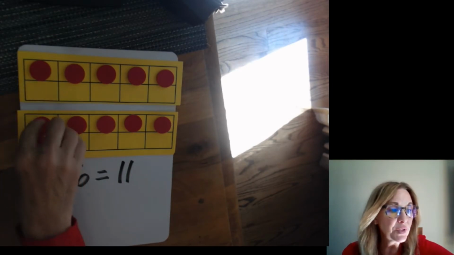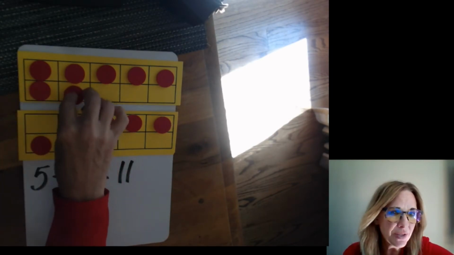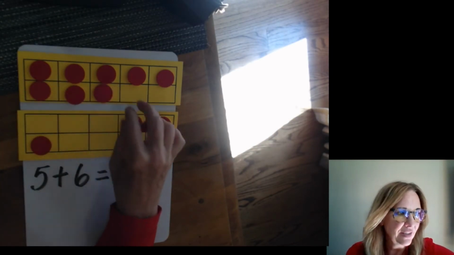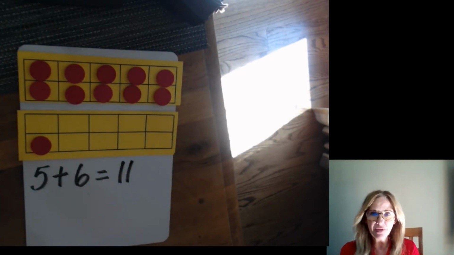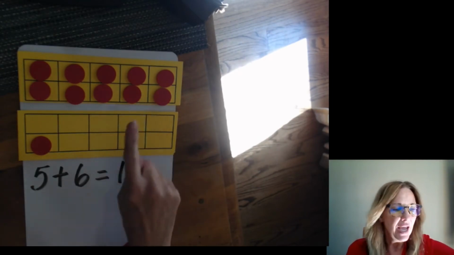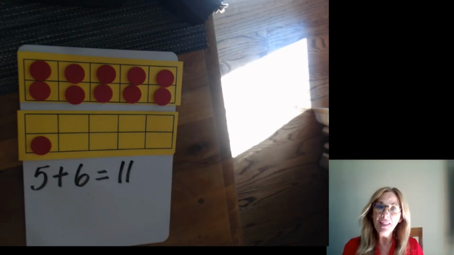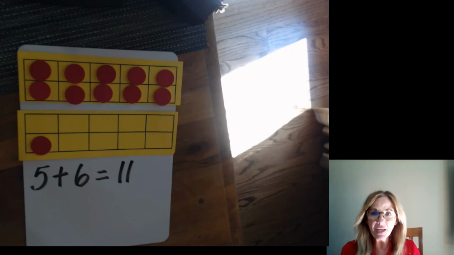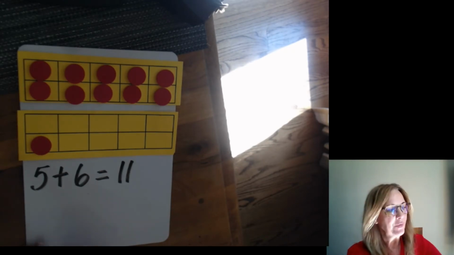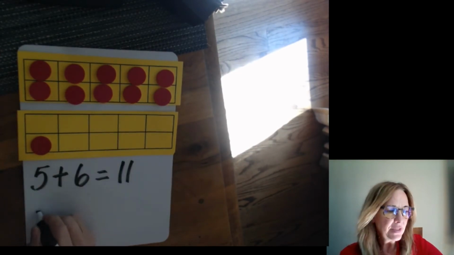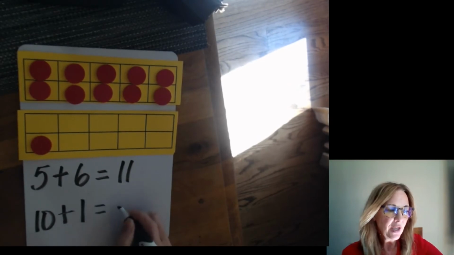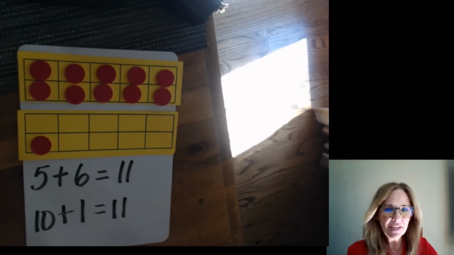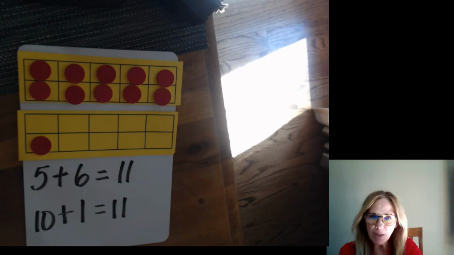So we want to move some dots to the top. Is that what you said? Let's do it. Let's move these dots to the top. Now what do we have? We have 10 and one more make 11. So we can write another math expression to show that. We can say how many are on the top? 10 and one more make 11. Great job.